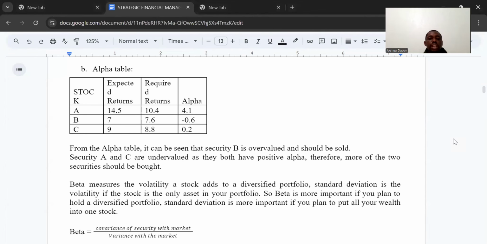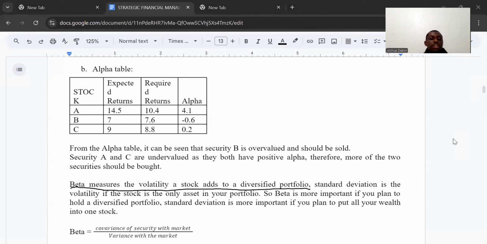From the alpha table, it can be seen that security B is overvalued and should be sold. Security A and C are undervalued as they both have positive alpha. Therefore, more of the two securities should be bought. Beta measures the volatility of a stock added to a diversified portfolio. Okay, so I want you to take note of this line here.